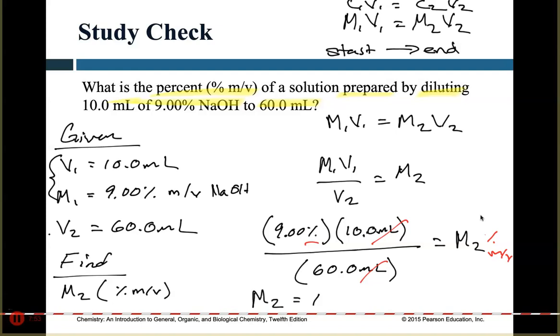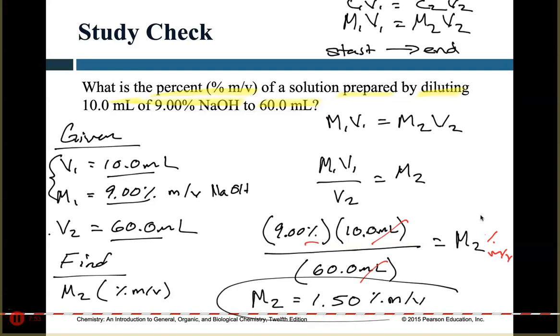M2 in this case, I get 1.50. So your calculator probably gives you 1.5. Realize we got to go to 3 sig fig. 1.50, and that's going to be in percent mass volume. Again, you could have done the same equations with the C1V1 equals C2V2. It all depends what you're more comfortable with.